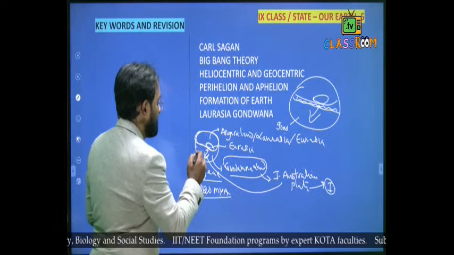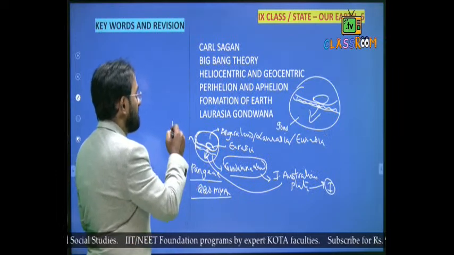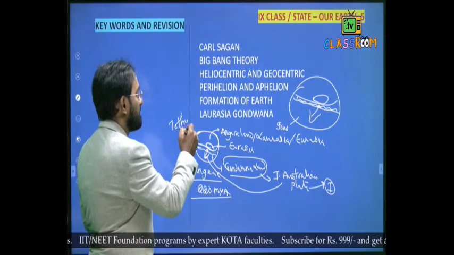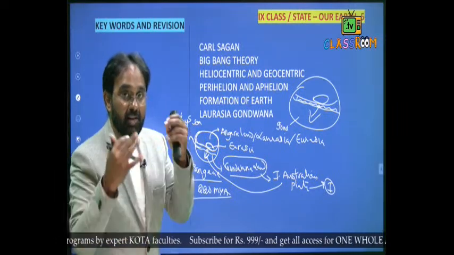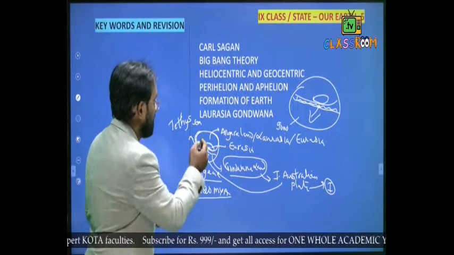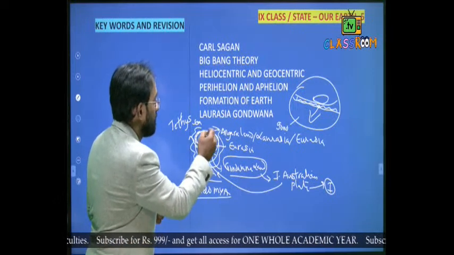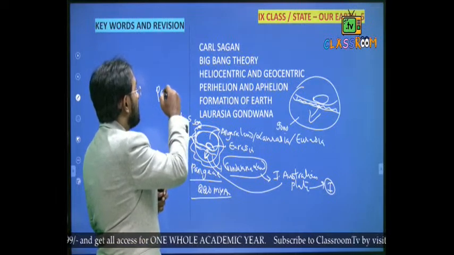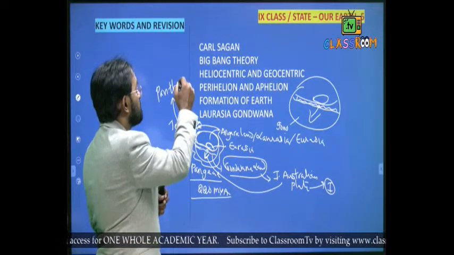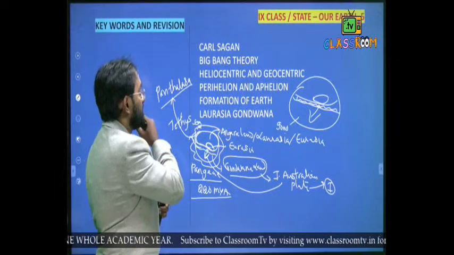What is that sea we have discussed? That is the Tethys Sea, between Angara land and Gondwana land. And what is the ocean which is encircling everything entirely? This ocean was called Panthalassa.